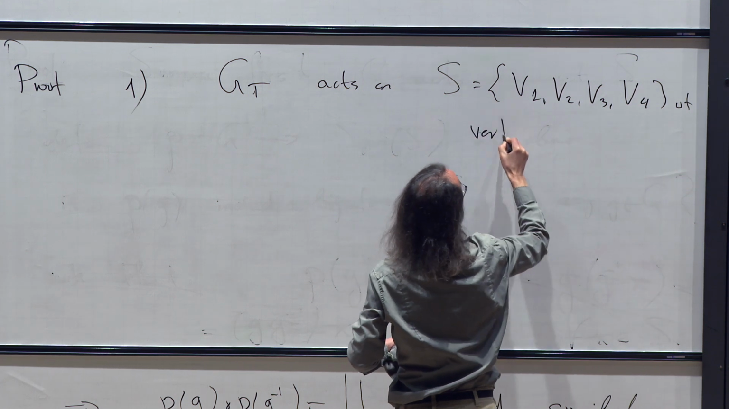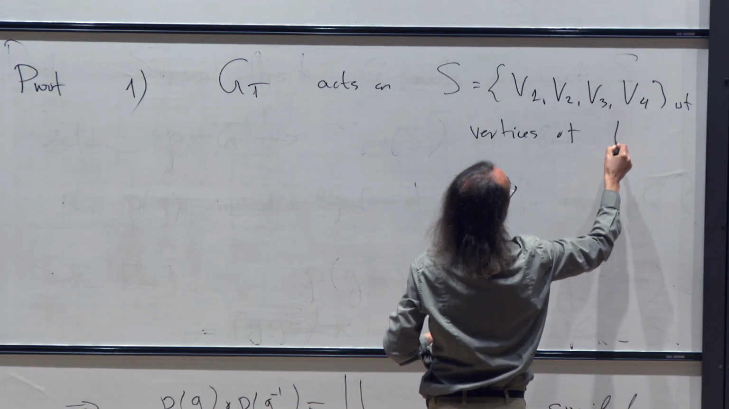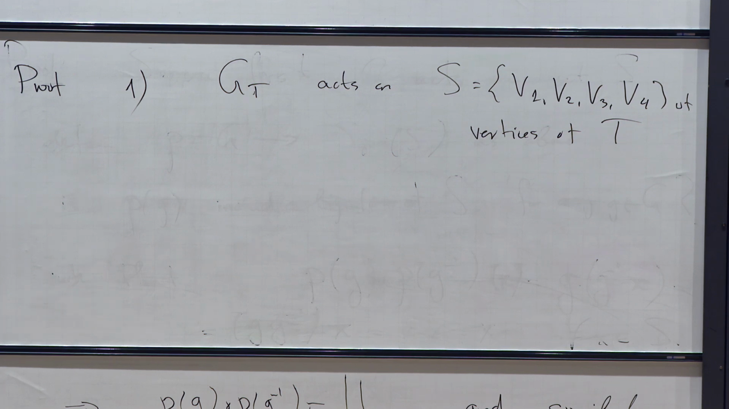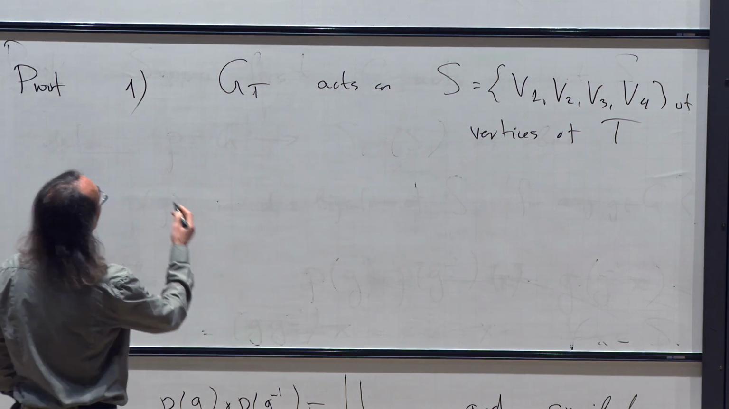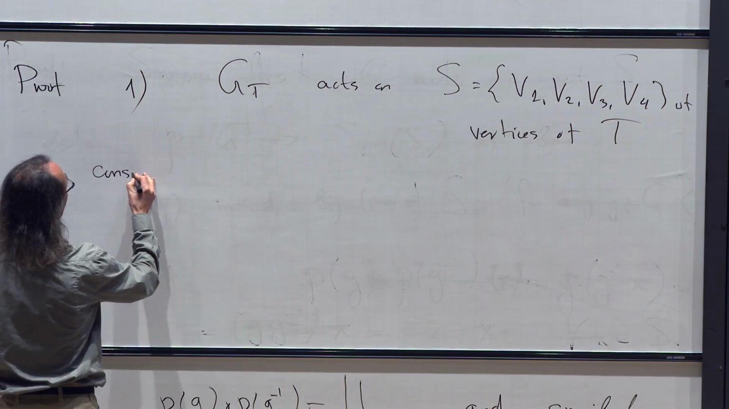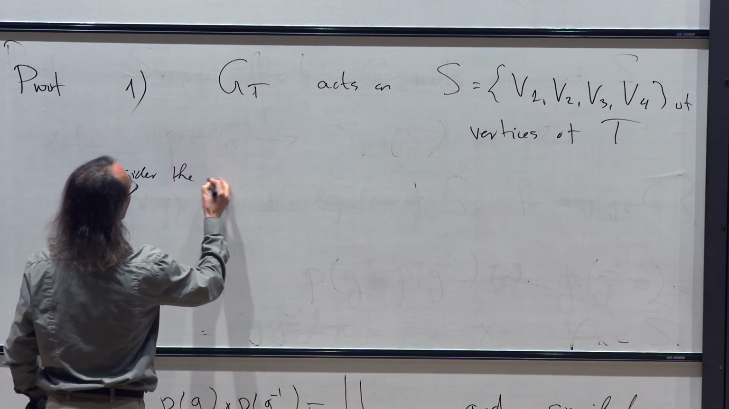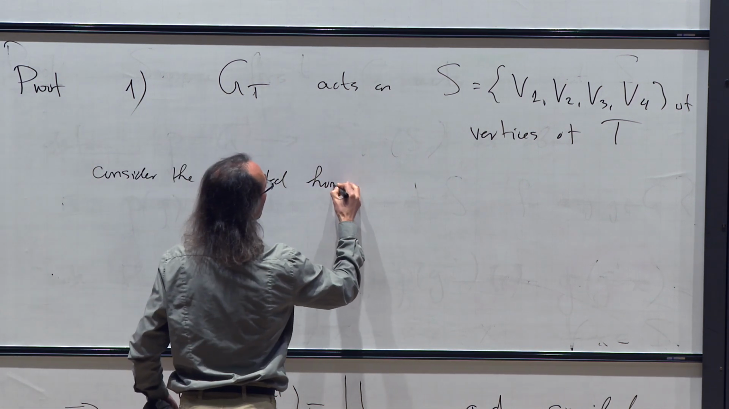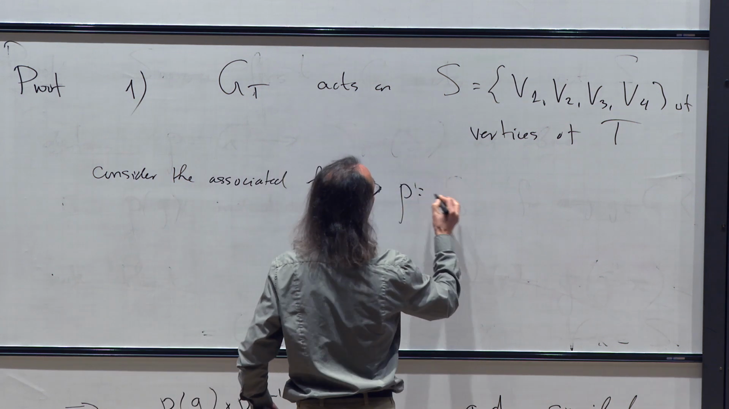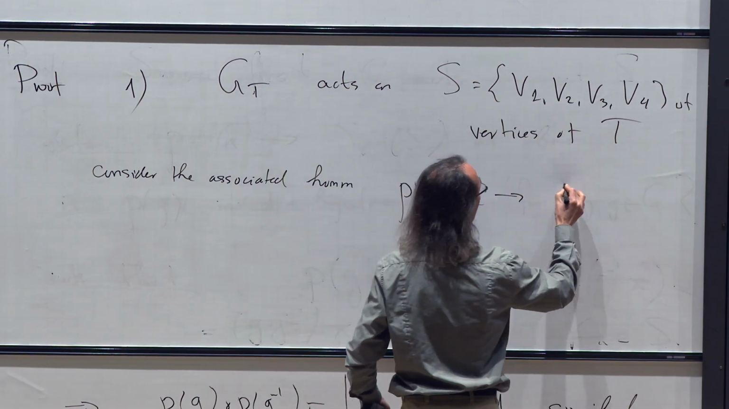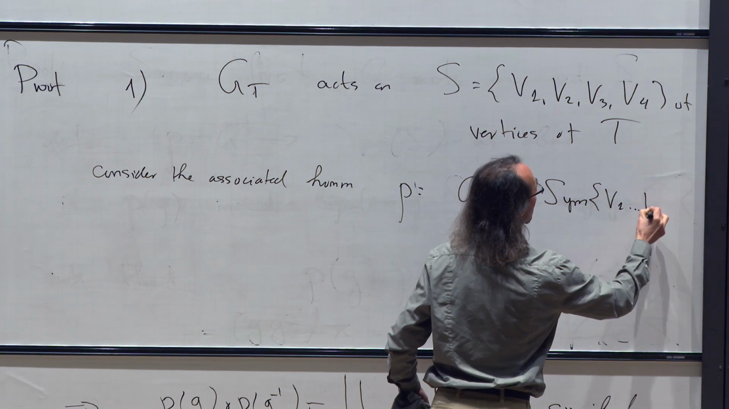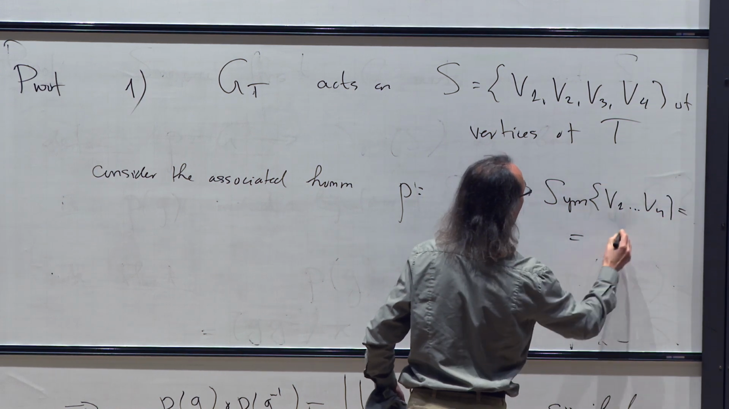Vertices of T. Okay. And consider the associated homomorphism rho from G into Sym of these vertices, which is just S4, right?